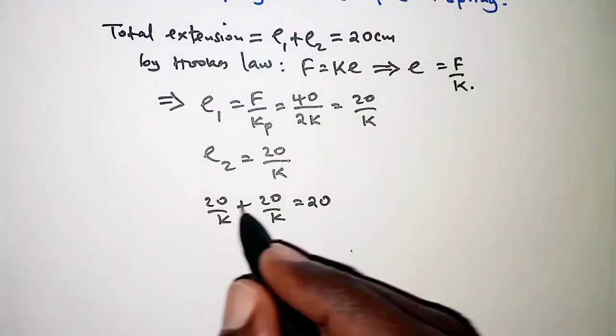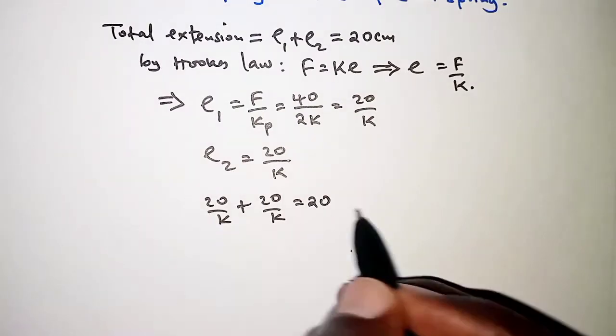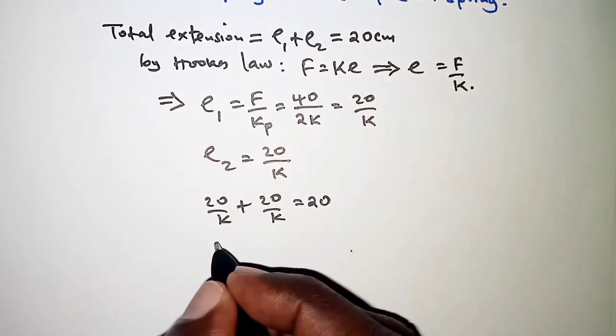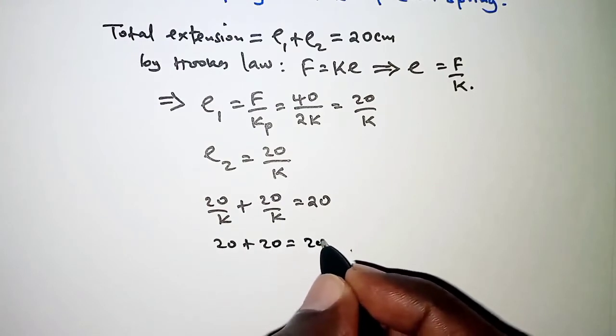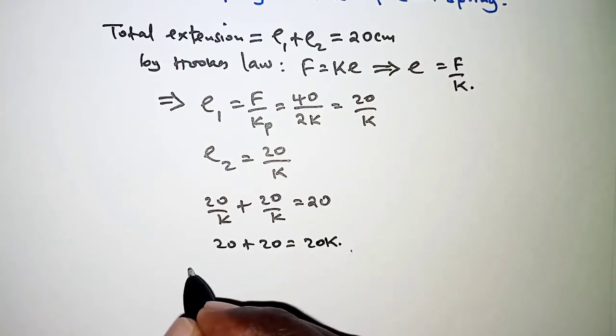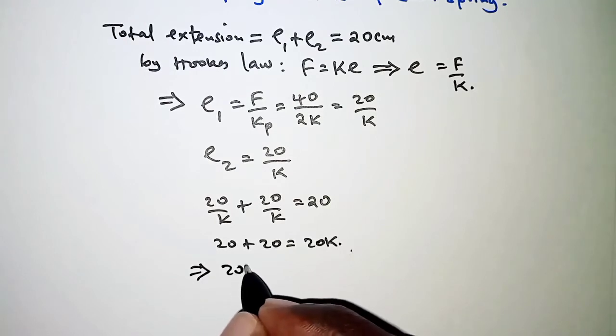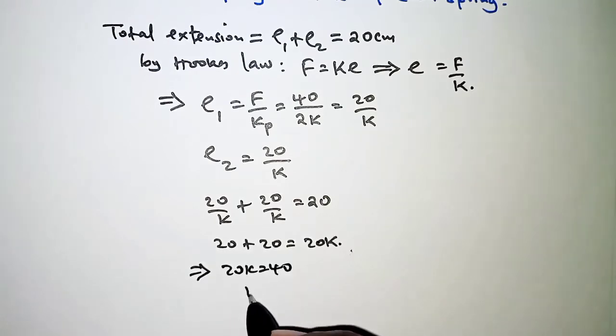So in order to get the value of K, we multiply all through by K, and that will give us 20 plus 20 is equal to 20K. So that is 20K is 40, and K therefore is 2 newtons per centimeter.